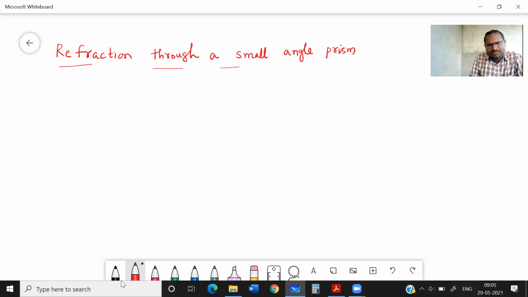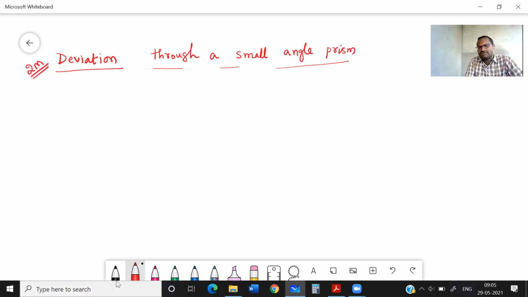Yes. See, in the previous class, we discussed deviation through a prism. The refractive index of the prism is n, or mu, is equal to sin of (A plus delta m) by 2 divided by sin A by 2. The derivation is important for 5 marks. And this point, deviation through a small angle prism or refraction through a small angle prism, both are the same. Okay. Deviation only, I'll write: deviation through a small angle prism. This is important for 2 marks. Sometimes they may ask you the direct formula, so you need to remember it.